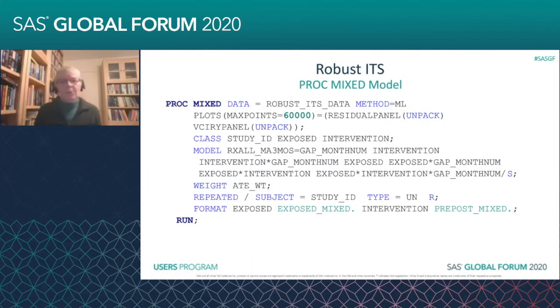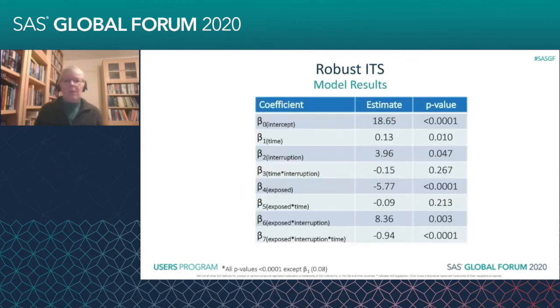Again, it's really similar to what we've seen before, at least at the very first. And then we add in all of our exposed group variables times the gap month and the intervention and the triple interaction term. This time I'm weighting them by the ATE weights, which is the average treatment effect weights. Study ID is my repeated subject. And we run this model and end up with these 8 coefficients.